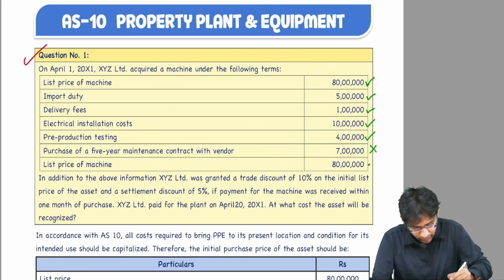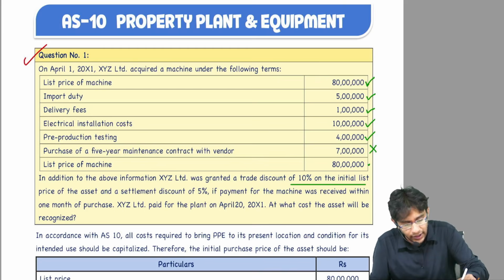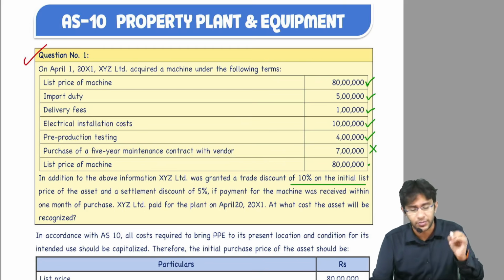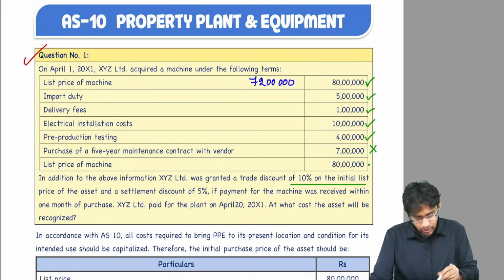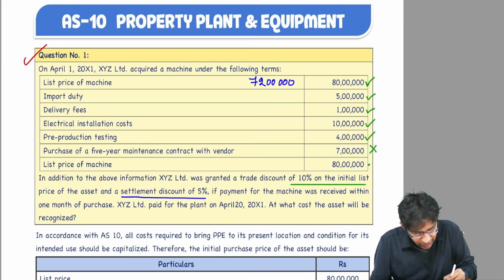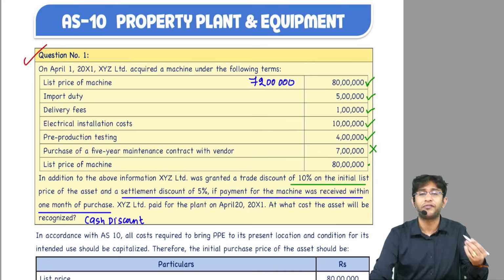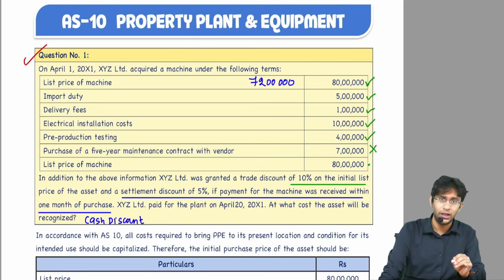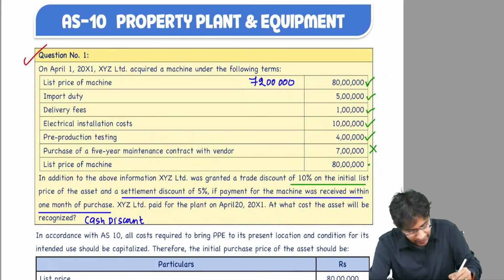In addition to the above information, XYZ Limited was granted a trade discount of 10% on the initial list price. That means you need not even pay 80 lakhs, you have to pay 80 lakhs minus 10%. 80 lakhs minus 10%, if you do, you will get 72 lakhs. And a settlement discount of 5% if payment for the machine was made within 1 month of purchase. What is this one? This is called a cash discount. If you pay the amount very quickly, they will give you another 5%. So outrightly you have to pay 72 lakhs only, but if you pay quickly, then they will give you another 5% on 72 lakhs.